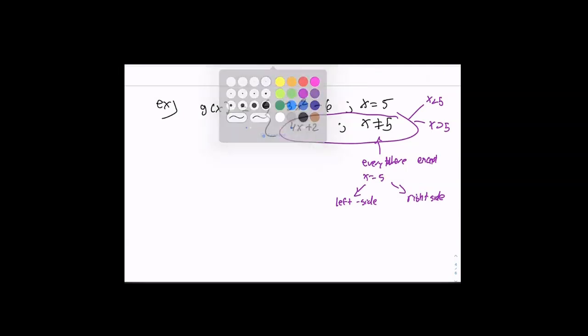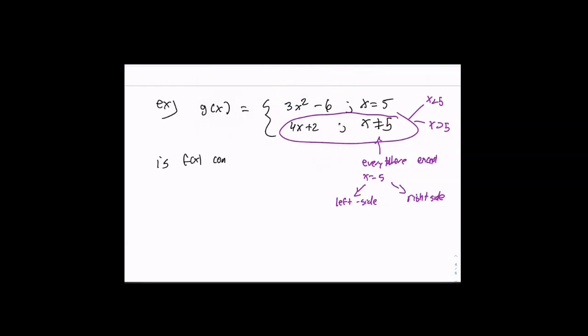The question I have for you is: is f of x continuous at x equals, well, what do you think I'm going to ask you? At x equals what? Is f of x continuous at x equals... We call this the critical point. And this problem is 5. And I'm going to do it and explain.